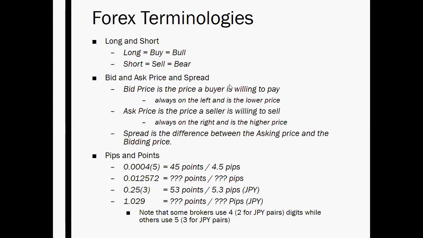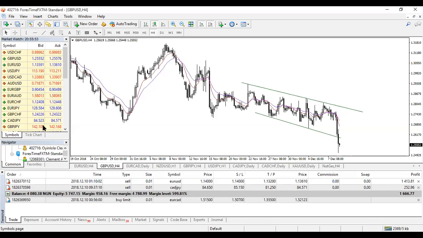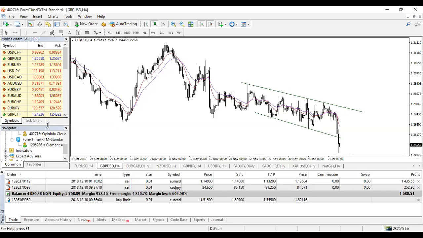So let me share an example with us. Now, this is my live chart here. You can see the currency pairs right here. So we have the USD CHF. You can see the bid price here on the left, and you can see the ask price on the right.